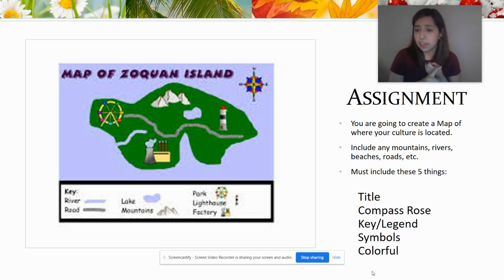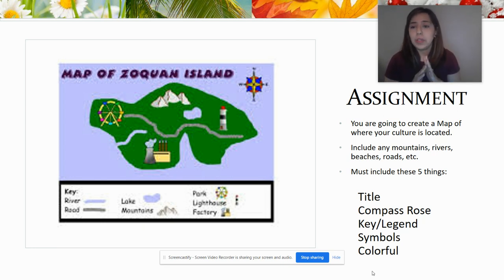You have to have a title, a compass rose, a key or a legend, symbols, and it has to be colorful. Okay, so those 5 things. You need a title, compass rose, key or legend, what your symbols mean, and it has to be colorful. Got it? 5 things that you need on your map.